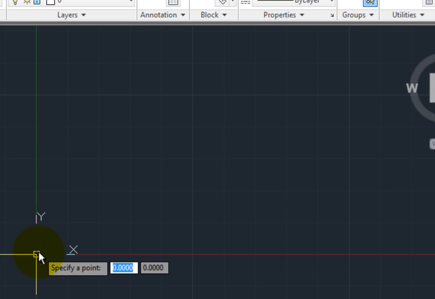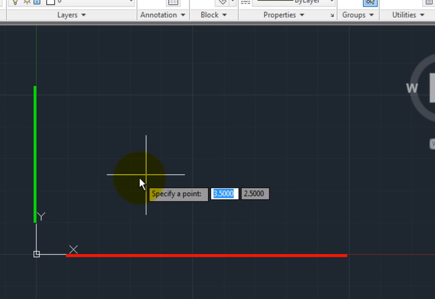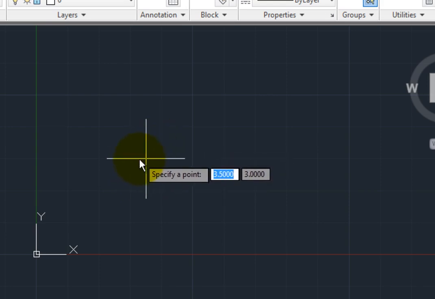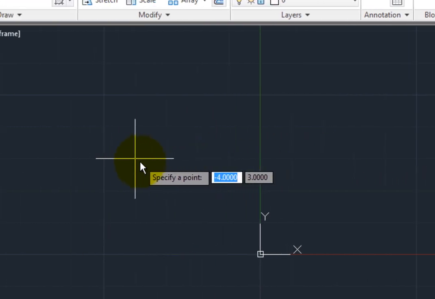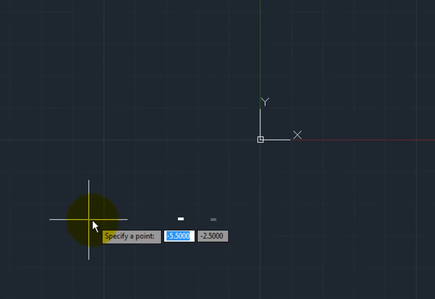If I move the cursor to the right of the y-axis, the green line, and above the x-axis, the red line, notice that the x and y coordinate values are both positive values. When I move the cursor to the left of the y-axis, but above the x-axis, notice that the x value is now negative, but the y value is still positive. If I move the cursor below the x-axis, now both the x and y values are negative.